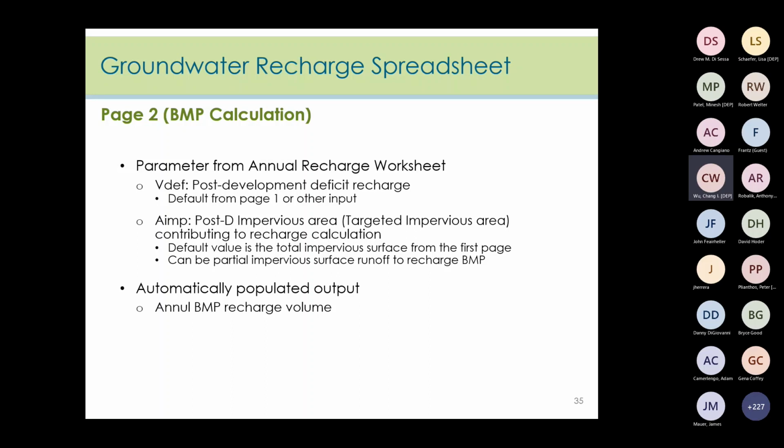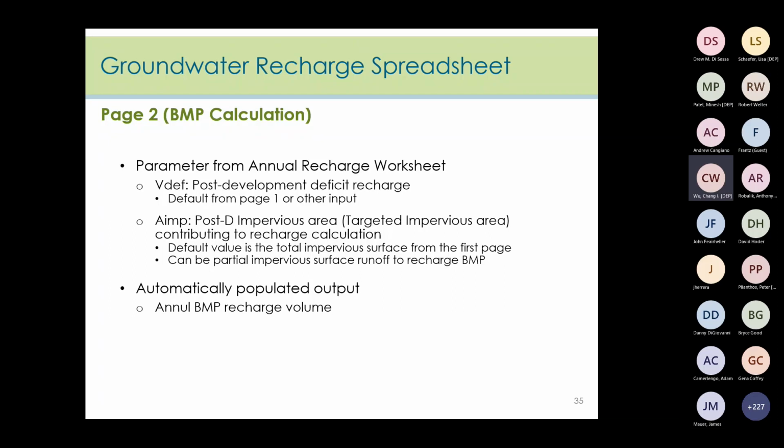And for the input post-development impervious area, our target impervious area is the size of the impervious surface that contributes runoff into a BMP. I want to emphasize that the current spreadsheet can only calculate the runoff from impervious surfaces, meaning the CN number is 98. It does not count any surface with a CN number less than 98. So you can only input the size of the impervious surface here.